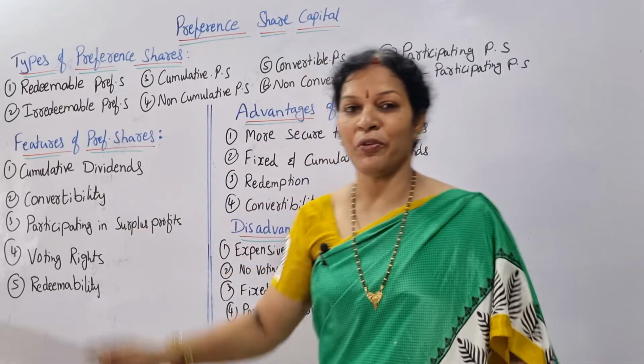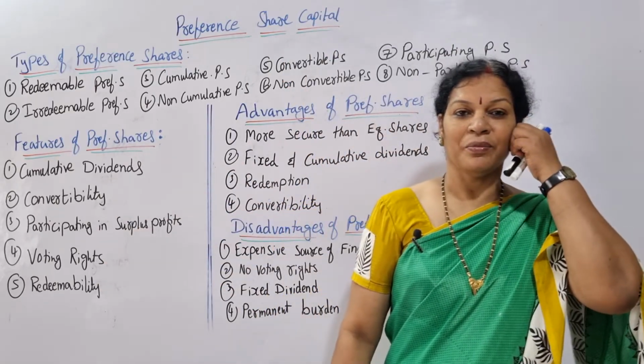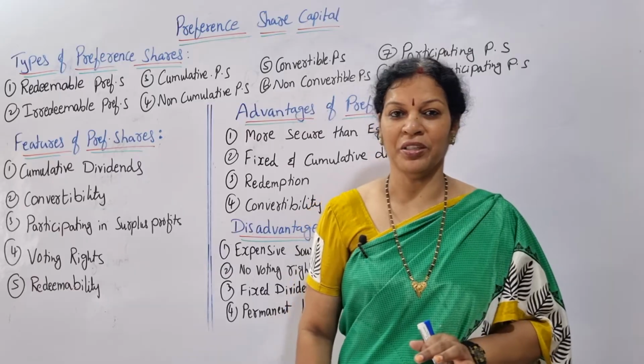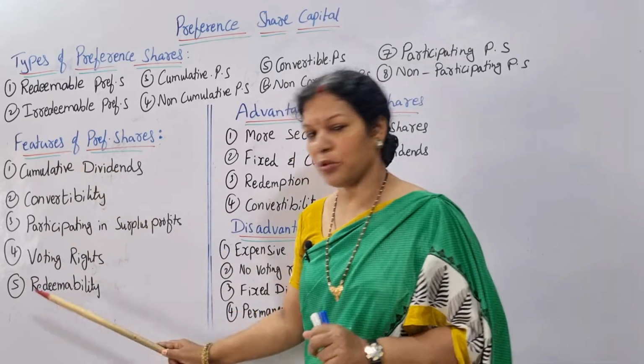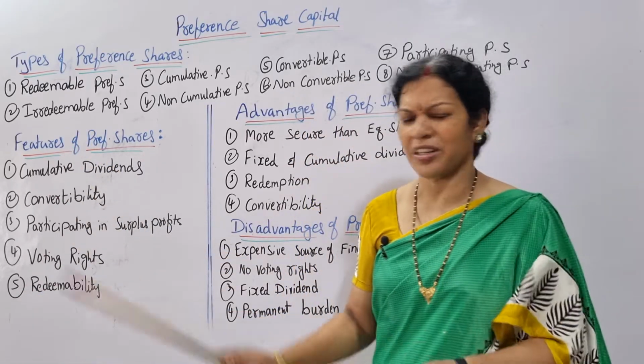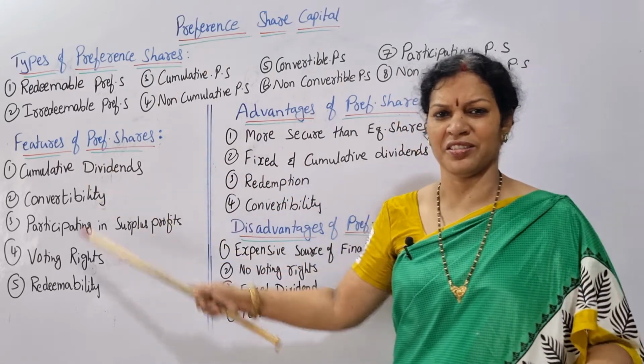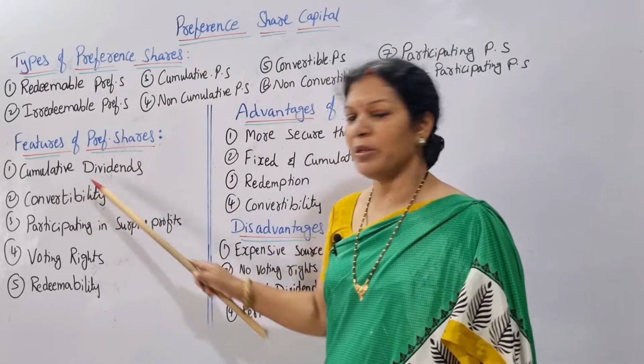Okay. Now we'll focus on the features. What are the features of the preference shares? Mainly total 5 features. Easy to understand. Once you understand this, this is nothing. First feature is cumulative dividends.